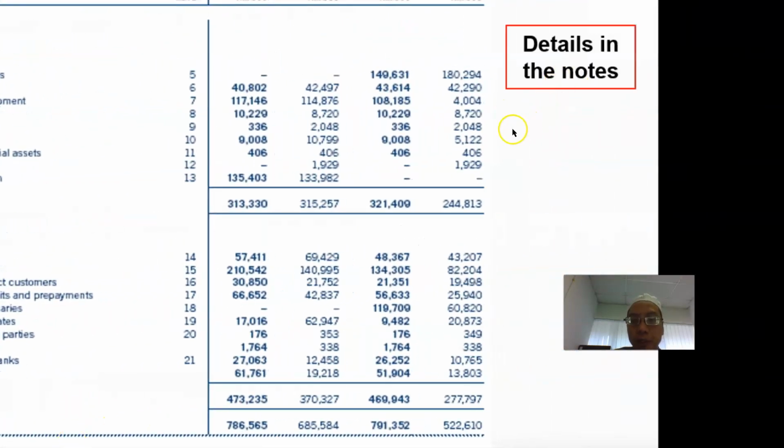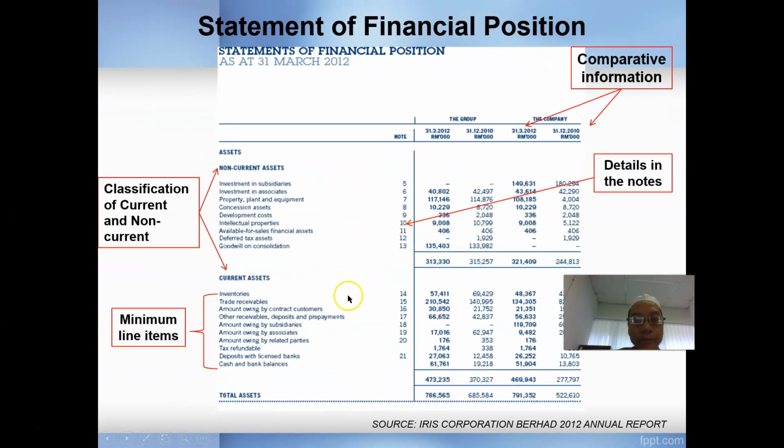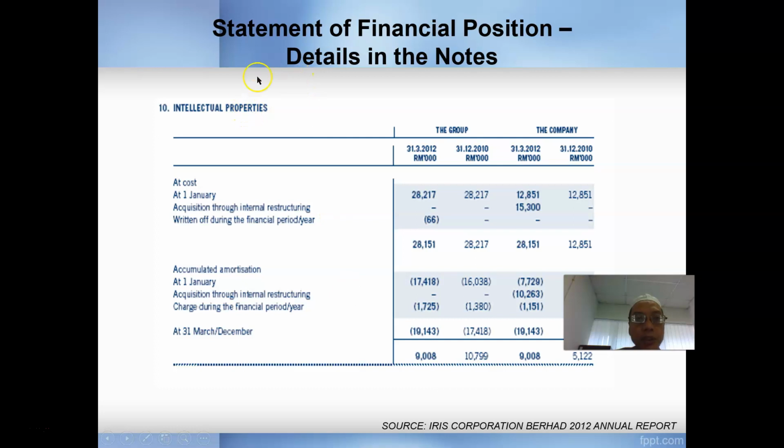There are details in the notes. If you see, one of the columns is note. So intellectual properties shows note 10. There's a detailed explanation on intellectual properties under the notes to the accounts number 10. So this is the notes to the accounts, and under these notes it shows detail about intellectual properties.